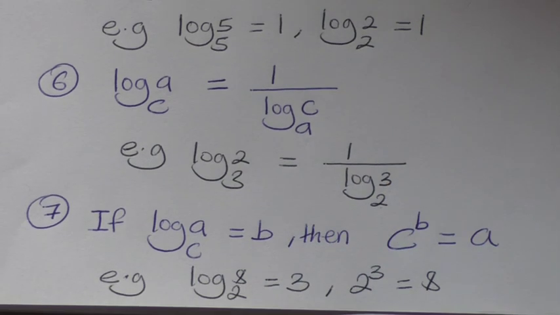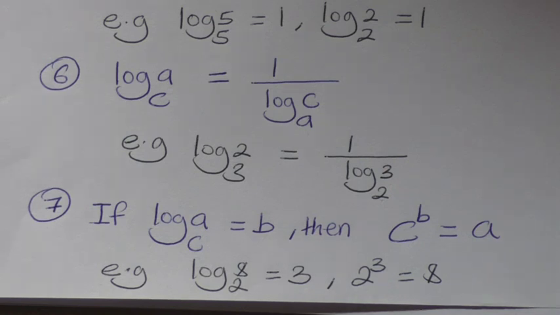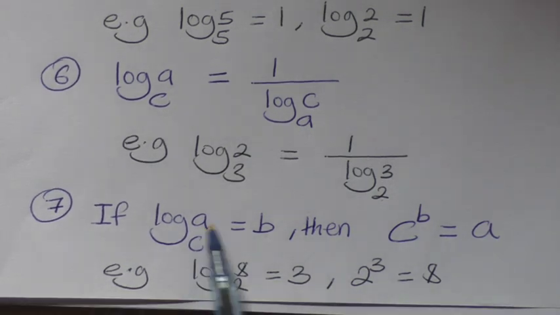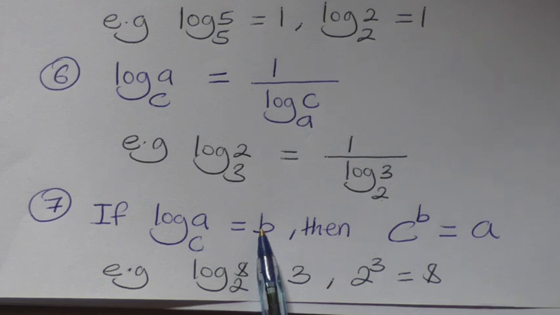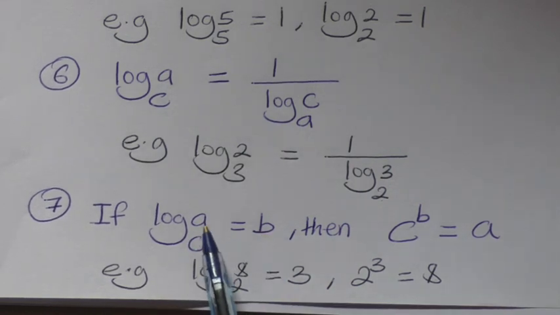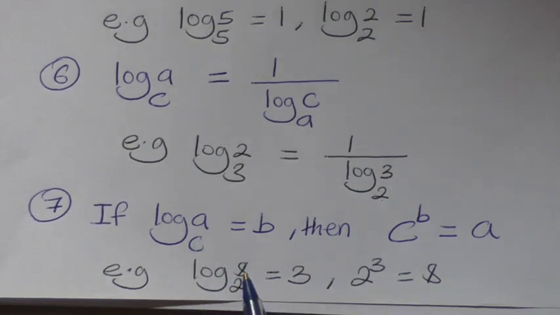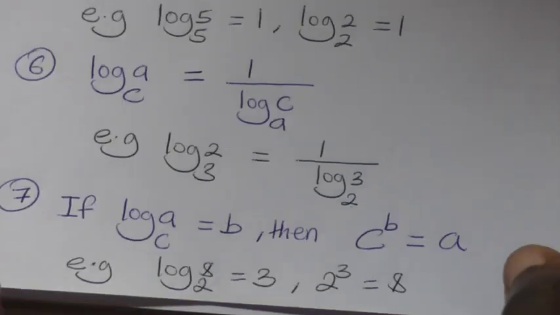We come to our second last law, that is law number 7. Law number 7 says that if I have log C power A equaling to B, then C power B gives me A. E.g., I have log 2 power 8 as 3. Similarly, 2 power 3 must give me 8. That is another law that we use while working out logarithms.